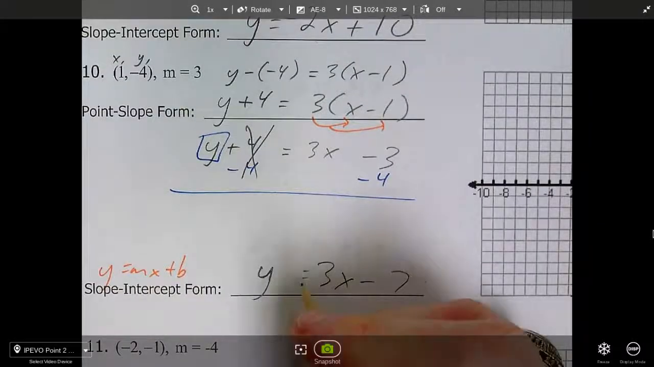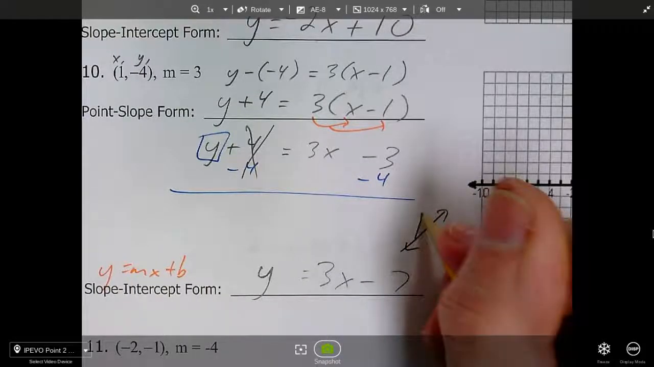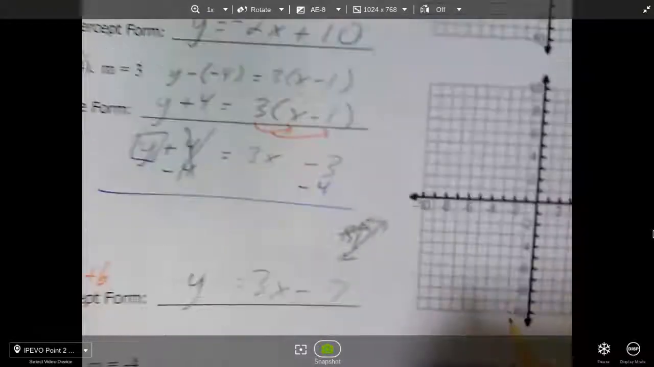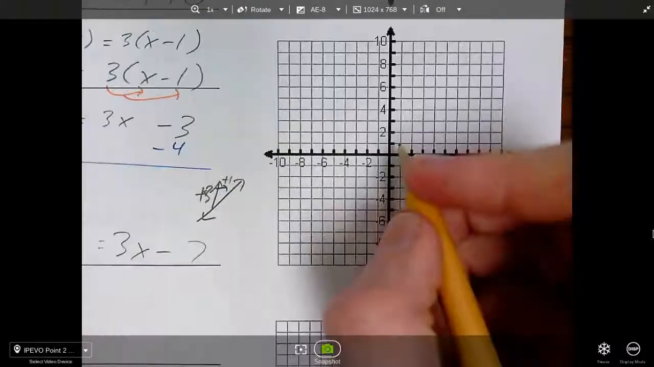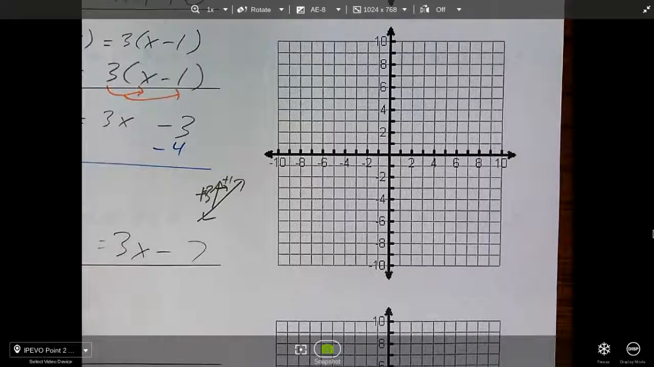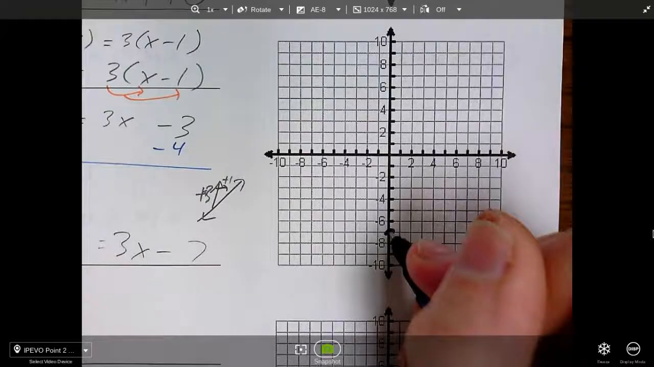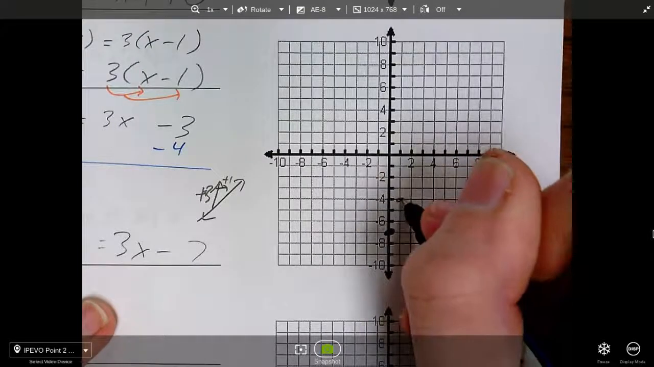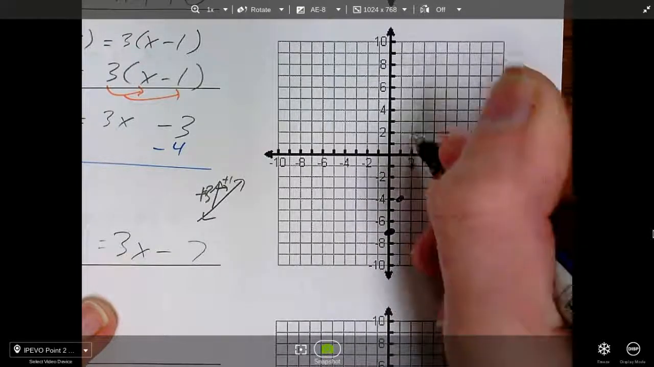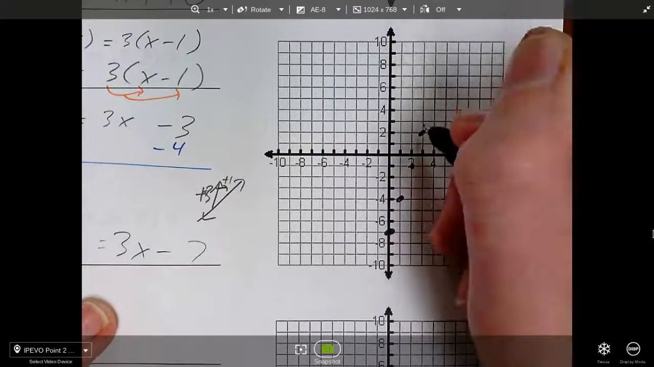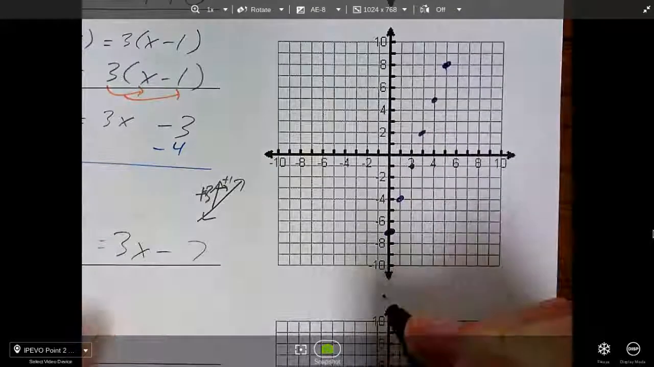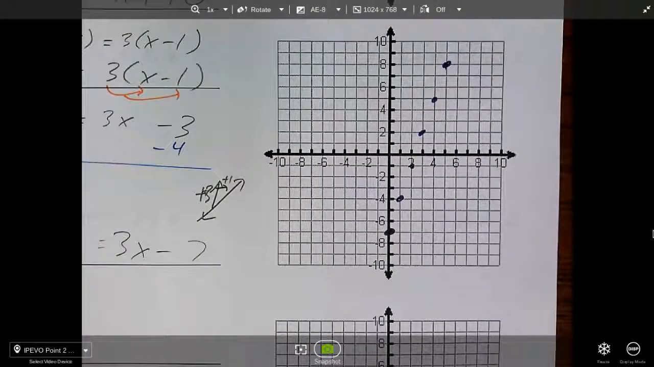Now this is a positive 3 slope. So it's going to go up 3 and over 1. So we're going to start at -7, 0, -7. And it's going to go up 3, 1, 2, 3, over 1. 3 over 1, etc. Okay. Now we really want to know if it goes through this point 1, negative 4.